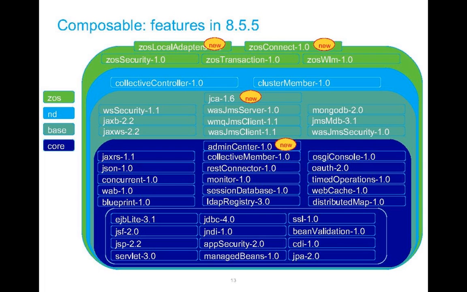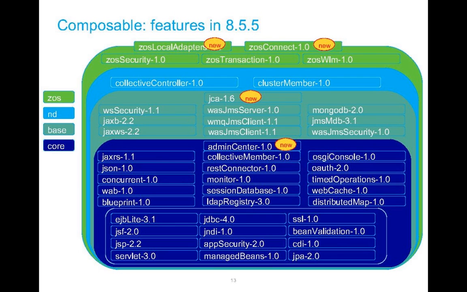And then you have the base, where you have JMS, as I said, JCA newly, and you have MDB support and JAX-B and JAX-WS. And in ND, you have the collective controller and cluster member features, which is for clustering and for management of a large number of servers. And then in z/OS, you have the z/OS security, SAF, stuff like that. Then transactions like RRS, z/OS specific local transactions, and then z/OS workload management, z/OS Connect, and z/OS local adapters. So that's what the features are.